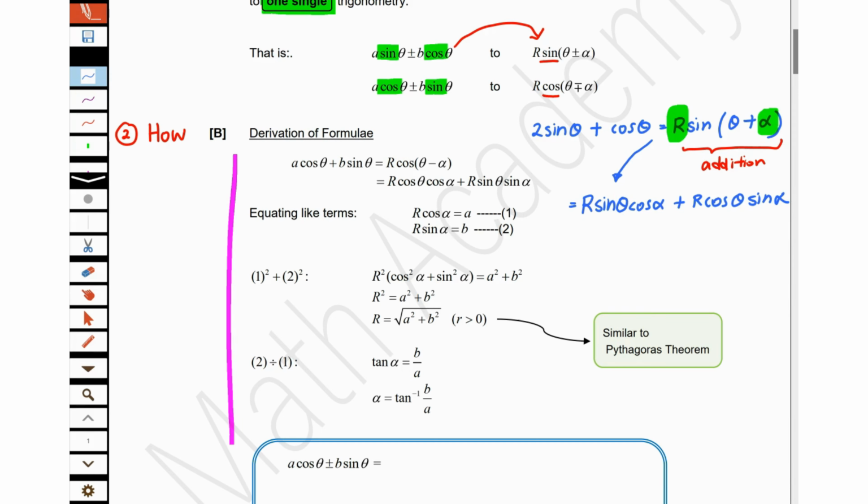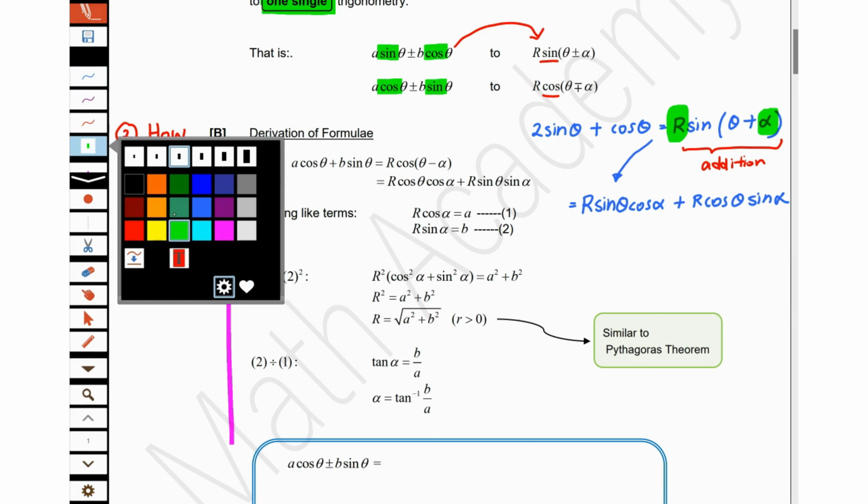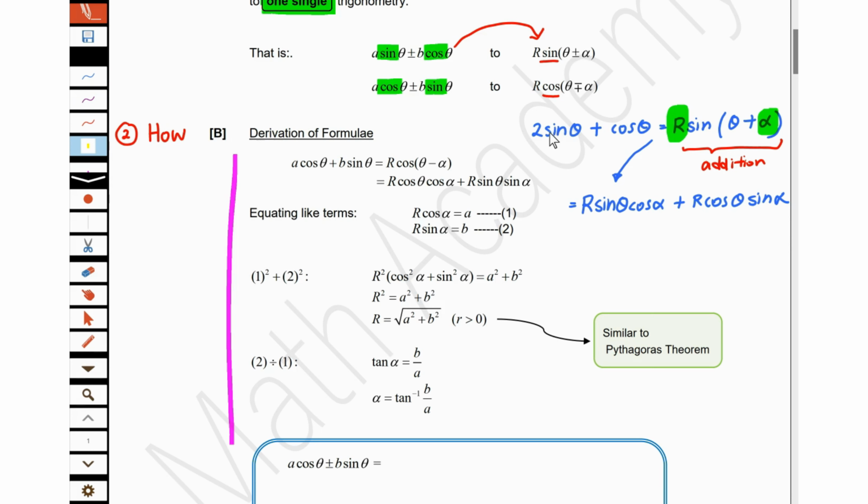Now we shall do our comparison. I will color code that. First of all, I'm going to compare the coefficient of sine theta. So I'm going to highlight the sine theta. Can you see that on the left hand side for the sine theta, you have a coefficient of 2. For the right hand side, the coefficient of sine theta is r cos alpha. I'm going to equate the coefficient of sine theta on both sides.